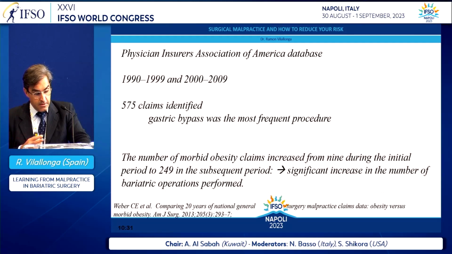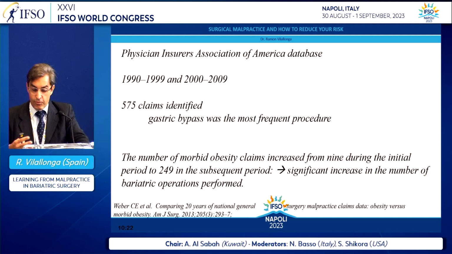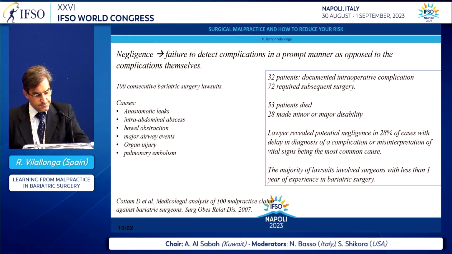They were related, and they identified almost 600 claims, mainly in gastric bypass, obviously the most performed procedure at that time, but also more complex procedures, the introduction of laparoscopy and other things going on that could also explain these claims. But definitely there was an aspect to consider, and it was that there was a significant increase in the number of bariatric procedures.